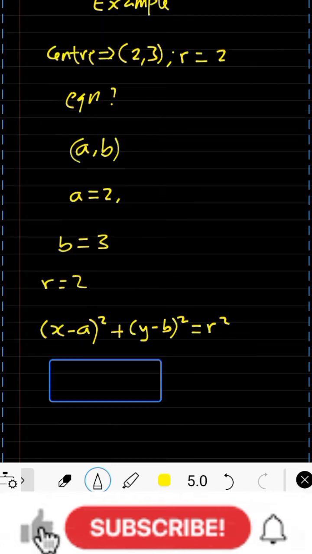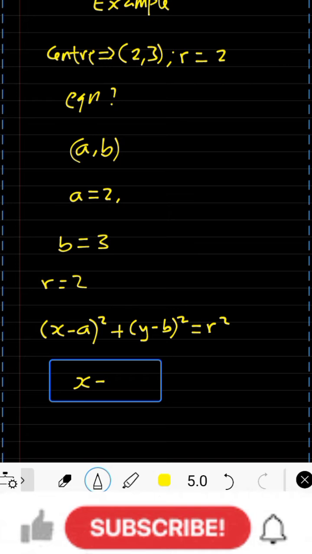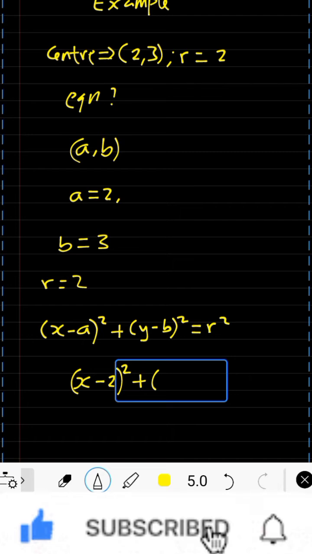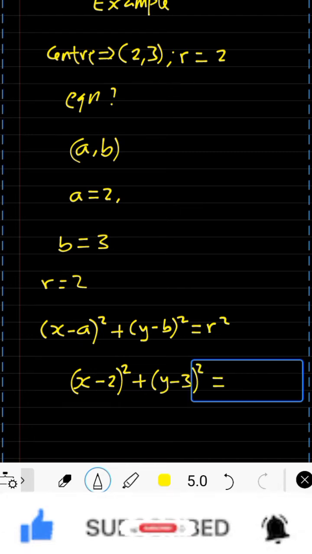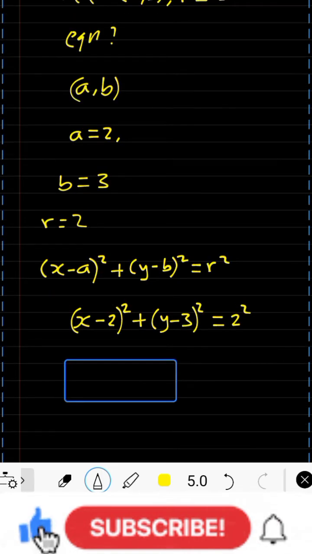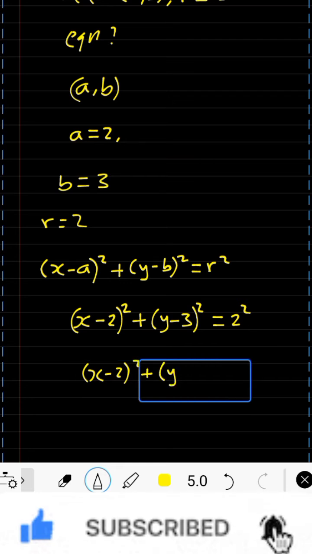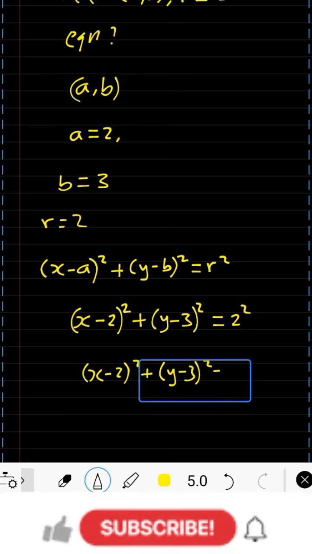So this is the general form of equation of a circle. So let's substitute our values in this equation. So we are going to have X minus 2 squared, then plus Y minus 3 squared is equal to 2 squared. So that is what we have. We can still rewrite it to be X minus 2 squared plus Y minus 3 squared is equal to 4.